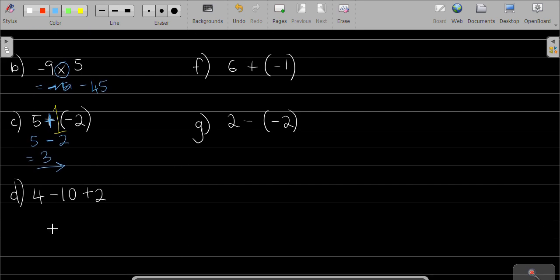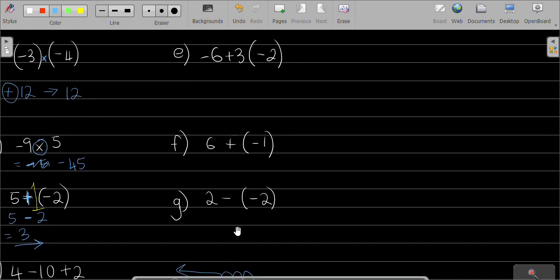Okay, let's have a look at D. So again, guys, what do we see here? Do we see any multiplication? No. Good, so we're just going to work along our number line. Are you with me? So I'll just draw a quick number line here. So if 0 is here and 4 is over here, if we're going 4 minus 10, we need to minus, we're going this way. So 4, if we had to minus 10, that would give us minus 6, plus 2. Now, if we had minus 6 and we are plusing 2, we would land up at minus 4.